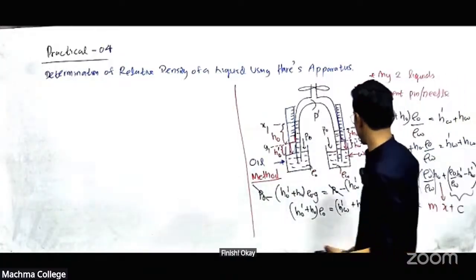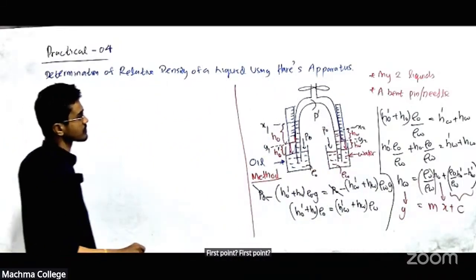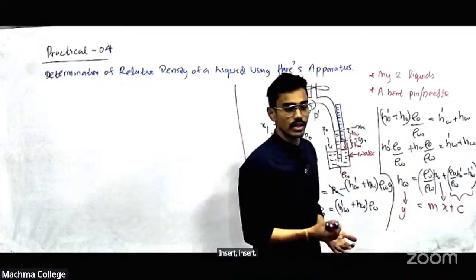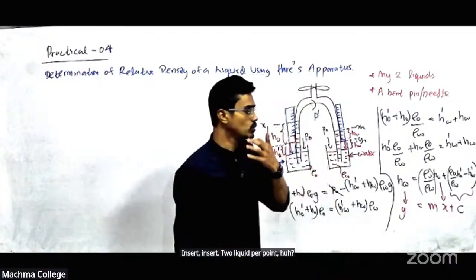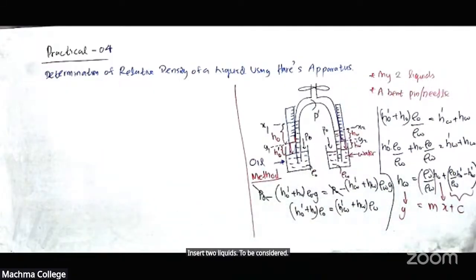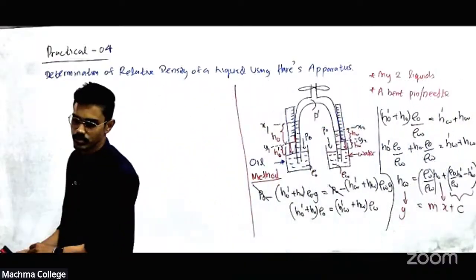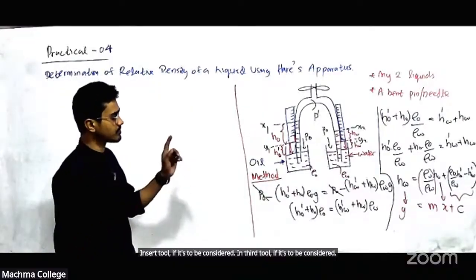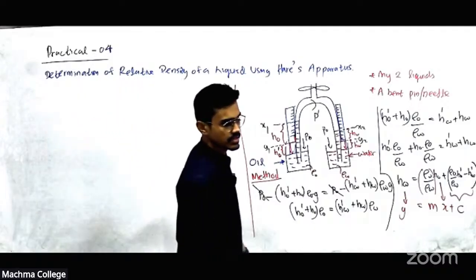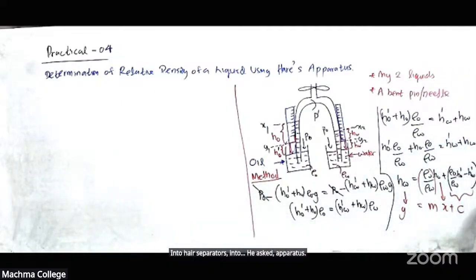Okay. So mention the method one by one. First point. Insert two liquids to be considered into Hare's apparatus.